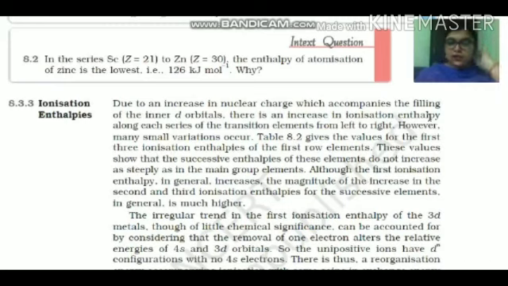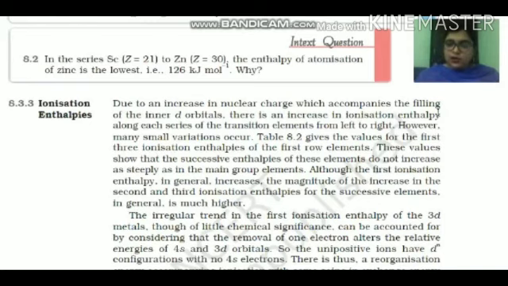So children, here we will observe that when we move from left to right in the 3d series, there is an increase in nuclear charge, and as there is an increase in nuclear charge, the electron will be held very tightly by the nucleus. As a result of that, ionization enthalpy increases. In each series of transition elements, when we move from left to right, ionization enthalpy increases because of the increase in nuclear charge.